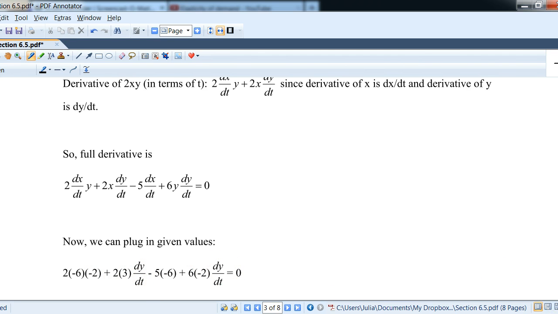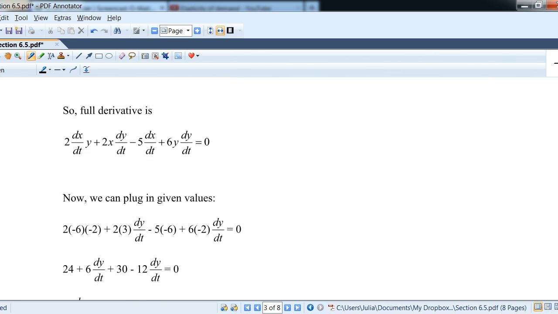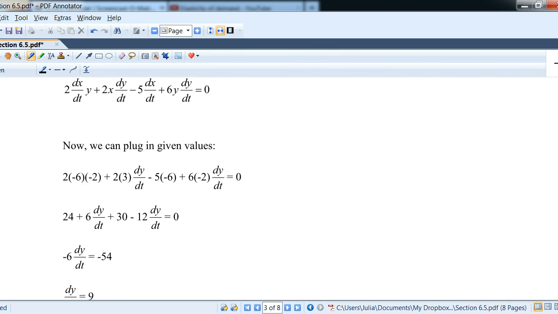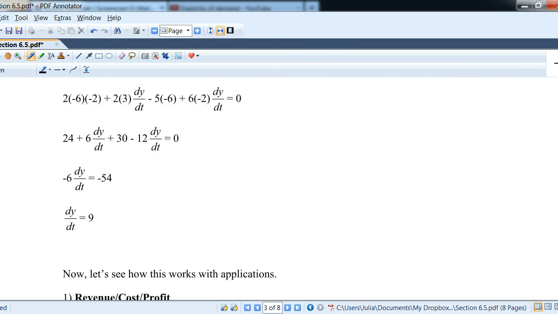So this is like a little algebra here. So we have a couple of terms with dy/dt. If you combine them, we'll get negative 6 dy/dt, but then you get 54, you move it to the other side, and you can solve for it. And I think you get positive 9.